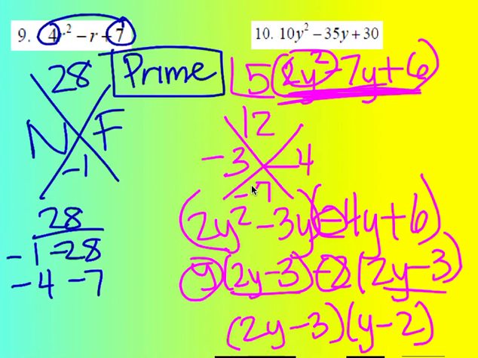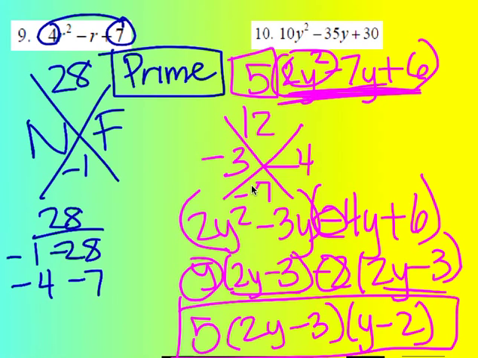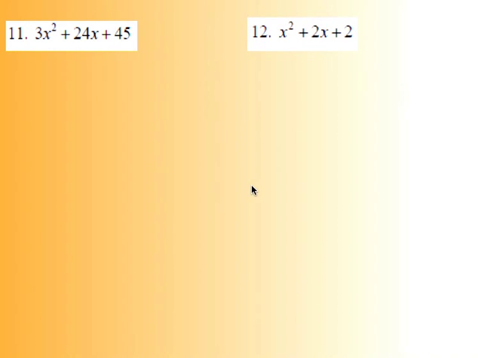And I can't forget at the beginning that I took out a greatest common factor, so I need to make sure I write that 5 down at the bottom. So this right here is my final answer, and you always want to make sure you write that GCF at the end. Taking a look at number 11, 3x squared, 24x, and 45 are all divisible by 3.